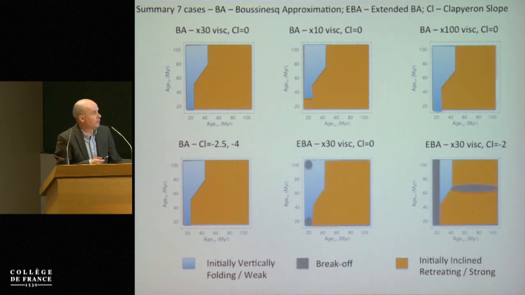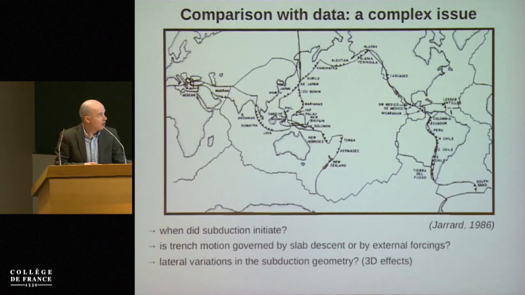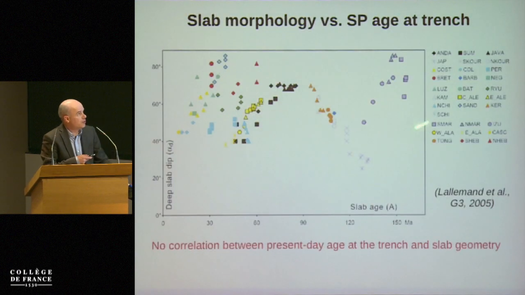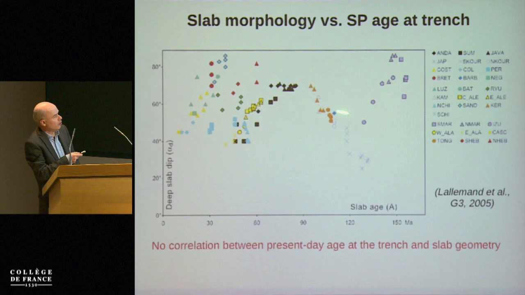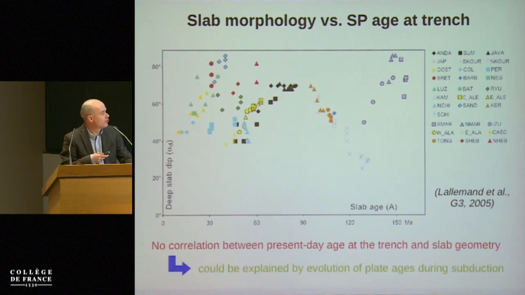And it looks a little bit different when we're at the initial stages of this process. In particular, we get some break off here, and the vertically folded is not always quite as obvious. Comparing to data, there are lots of experiments done for us on Earth, lots of different subduction zones, lots of issues with it. Comparison here out of the work of Lallemand: deep slab dip versus age, little or no correlation between present-day age at the trench and the slab geometry.